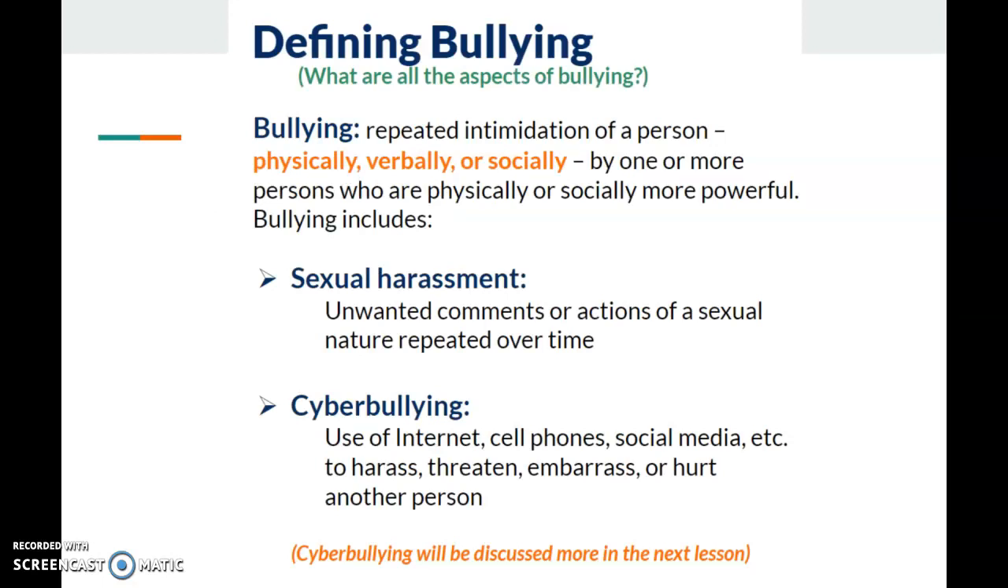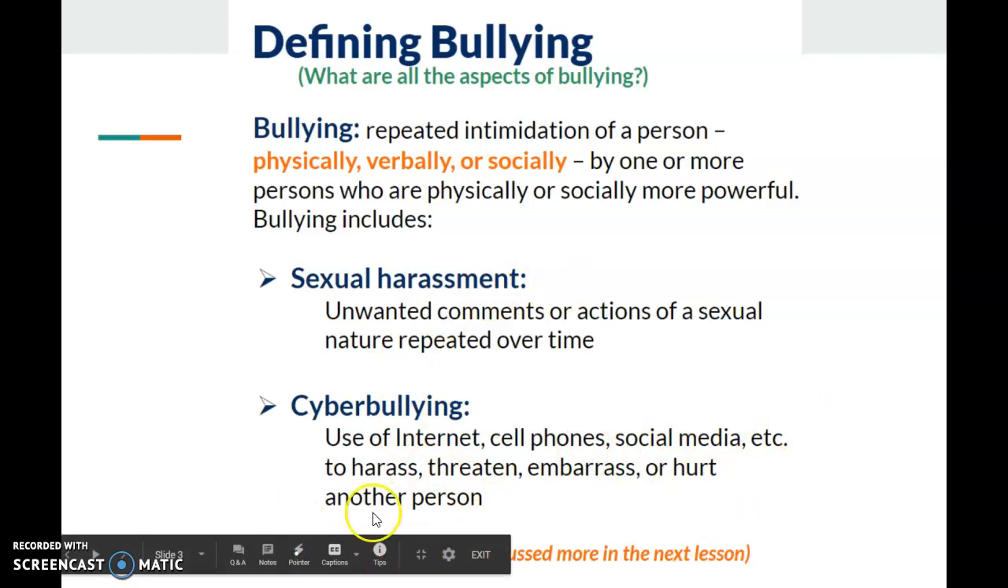So, defining bullying. Bullying is repeated intimidation of a person, physically, verbally, or socially, by one or more persons who are physically or socially more powerful. Bullying includes sexual harassment, unwanted comments or actions of a sexual nature repeating over time. And then cyberbullying, the use of the internet, cell phone, social media, etc., to harass, threaten, embarrass, or hurt another person. We'll go over that in the next lesson.